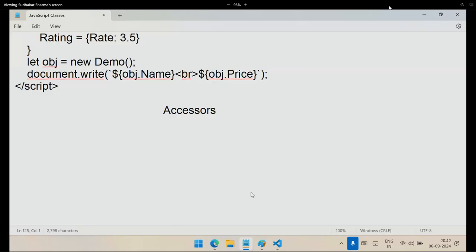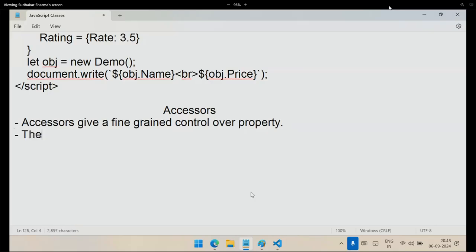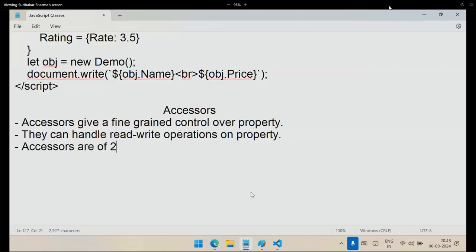What is an accessor? Accessors give fine-grained control over a property. They can handle read-write operations on a property. Accessors are of two types. One is get, which we call a getter, and the other is set, which is a setter.